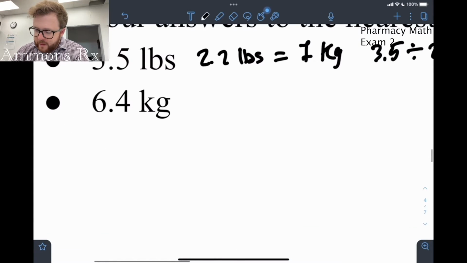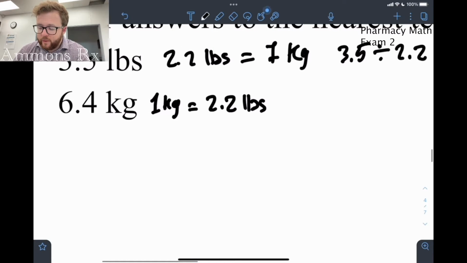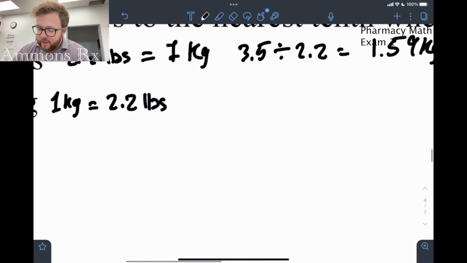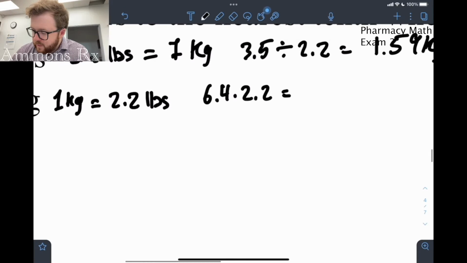Okay, so if I start with kilos, there is 1 kilo for every 2.2 pounds. So my kilos are actually worth more than a pound. So what I'm going to do is the opposite of what I just did. I'm going to do 6.4 times 2.2, which I get 14.08 pounds.